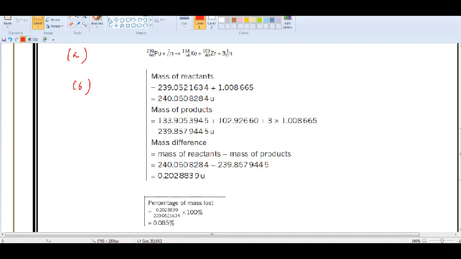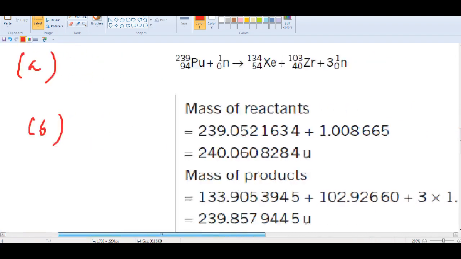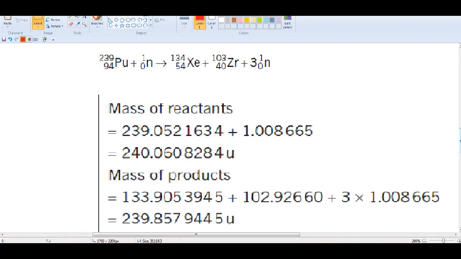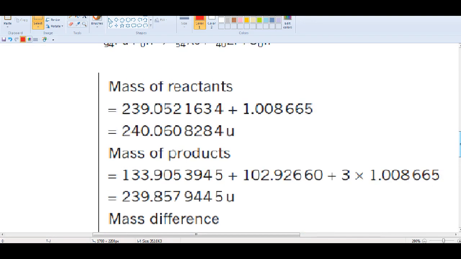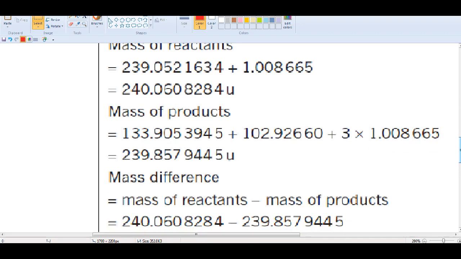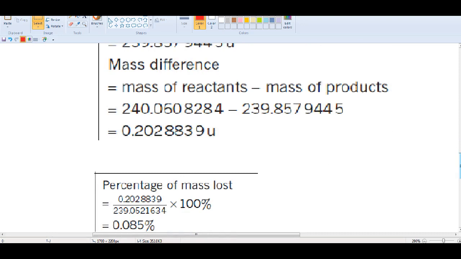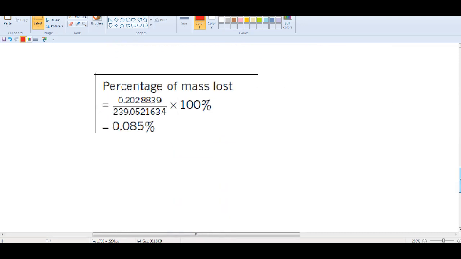Not sure if you've done that. If you have done that, you can check. Here's the answer. Here's the equation. Again, there are 3 neutrons released, and you also need to find the percentage of mass converted: mass of reactants, mass of products, mass difference, and also the percentage of mass loss or mass defect.